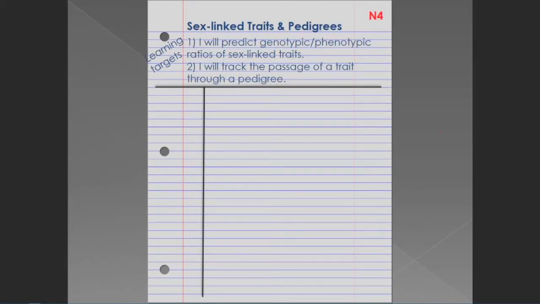This is for biology. We are going to be working on Unit 7, Genetics, Notes 4, which is over sex-linked traits and pedigrees. Today we will be focusing on learning how to predict genotypic and phenotypic ratios of sex-linked traits. And we're also going to learn how to track the passage of a trait through a pedigree.